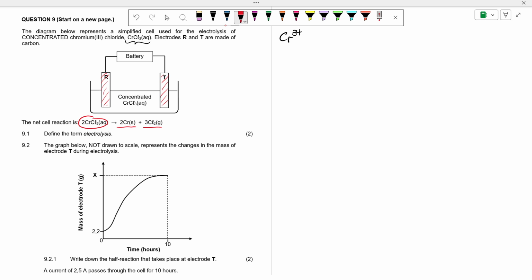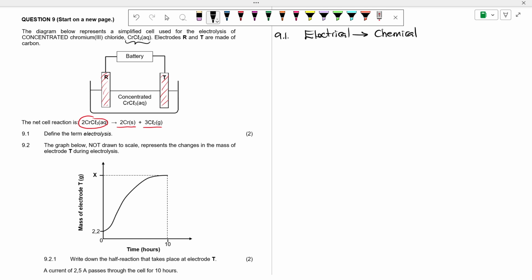9.1 Define electrolysis. Anyone who remembers this definition? Chemical process where electrical energy is converted into chemical energy. Exactly. So we are using electricity to make chemistry. So if you mention that part, you are good.